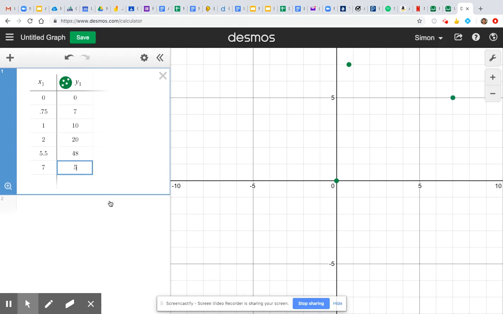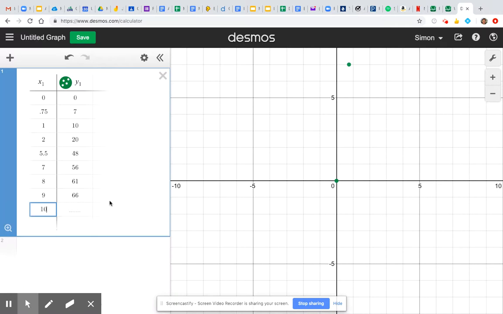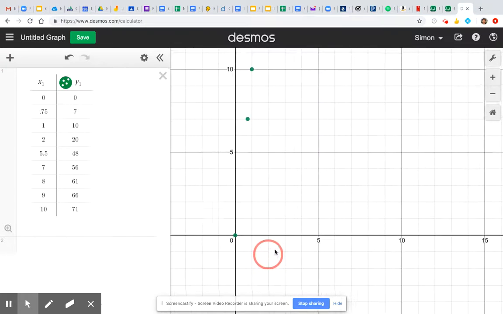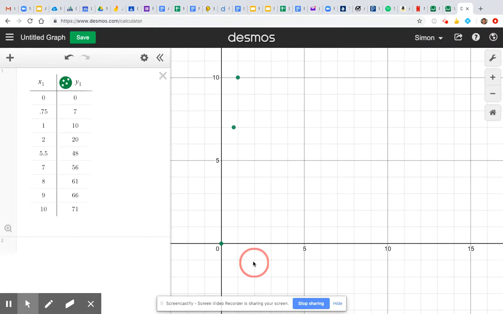So we have 7 and 56, 8 and 61, 9 and 66, and 10 and 71. So you can click, and as you hold it, you can drag around to change the view window. So I can move over there, but notice we still don't fit all the points on there. They're going up in that direction.